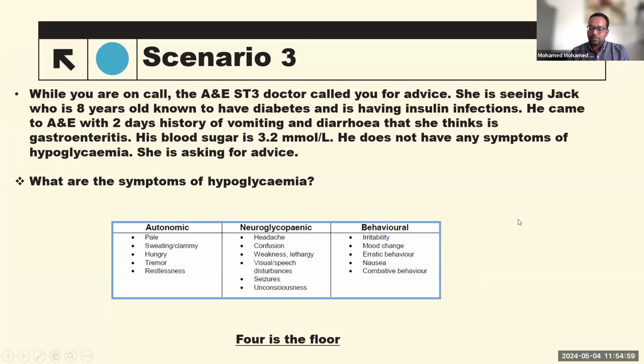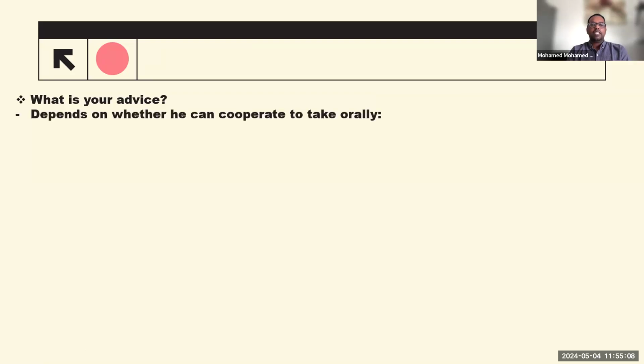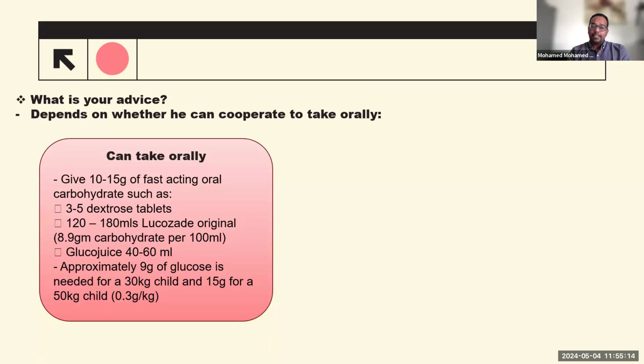So what would be your advice? So basically, it depends on whether he can cooperate to take orally or not. He's 8, bear in mind. If they can take orally, you give 10 to 15 grams of fast-acting oral carbohydrate.